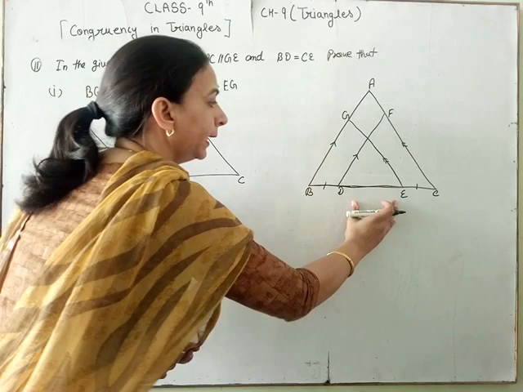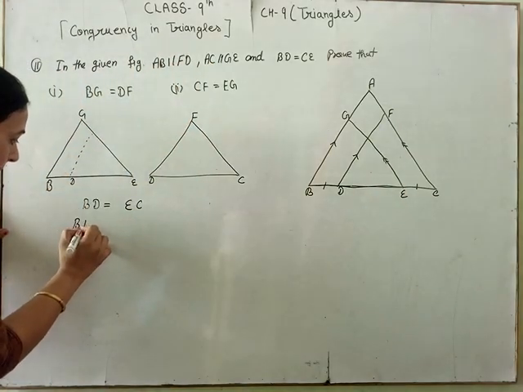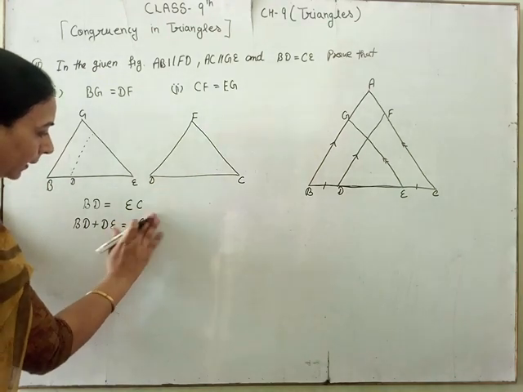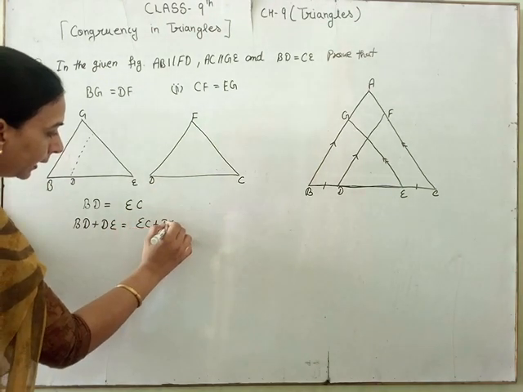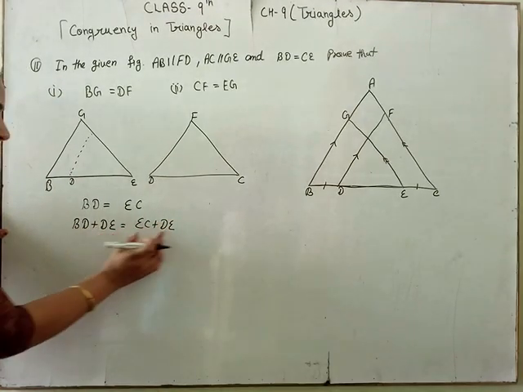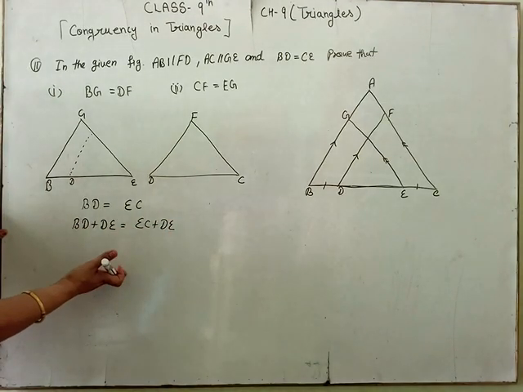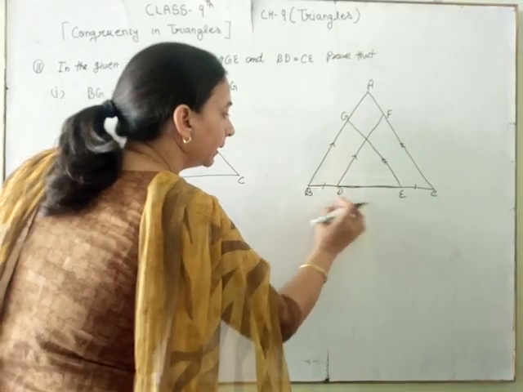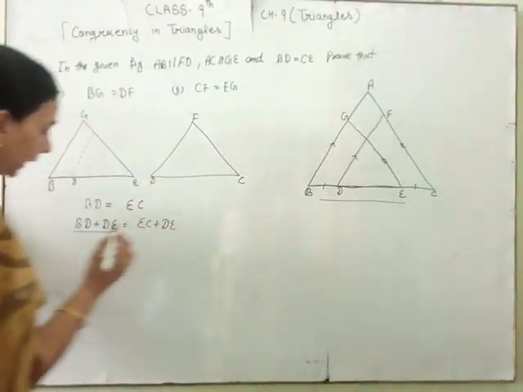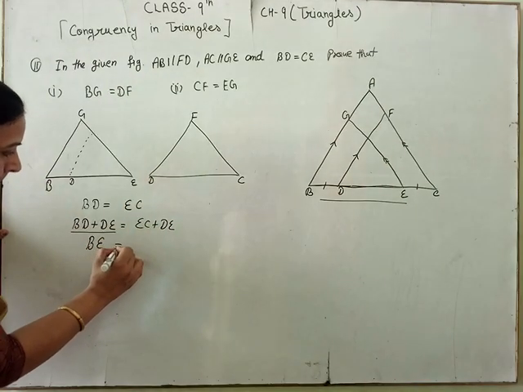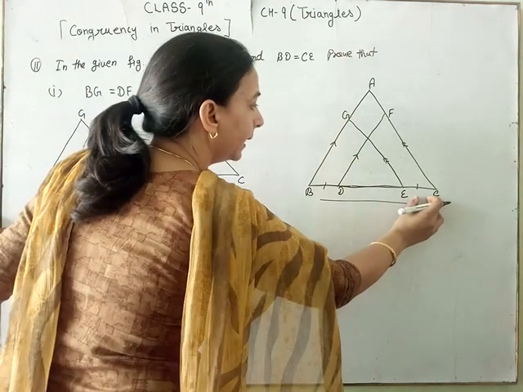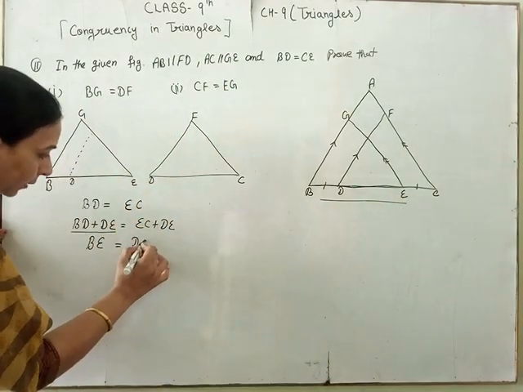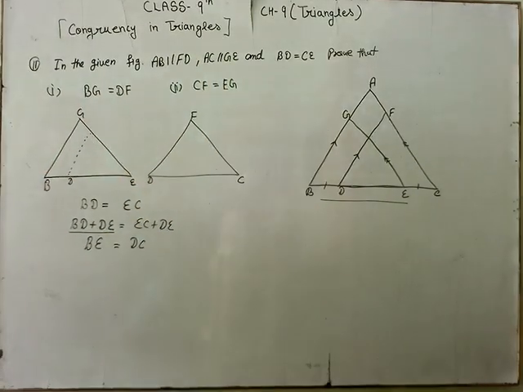Student, if we add DE to both sides, BD plus DE, and the same, EC plus DE. If these two are equal and we add the same things to both sides, then they are also equal. BD plus DE is complete, equal to BE, and EC plus ED is complete, equal to DC. Then BE equals DC.